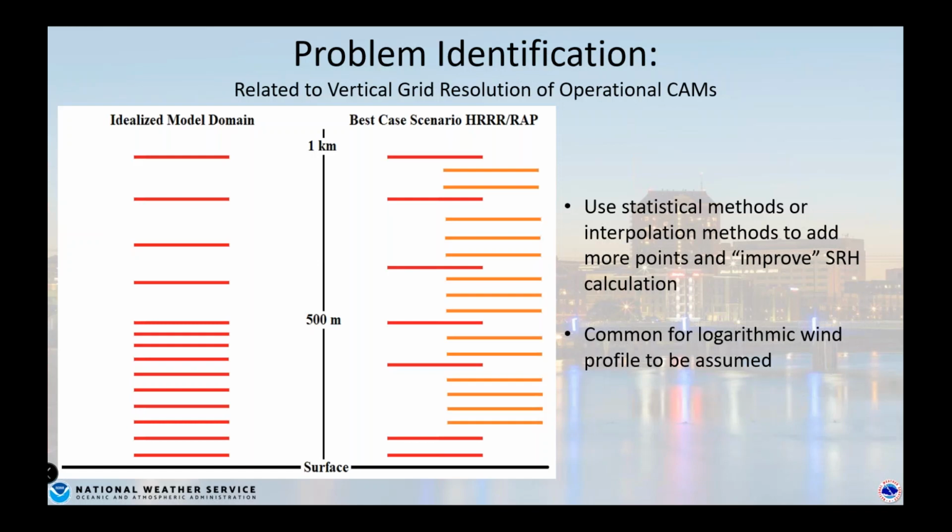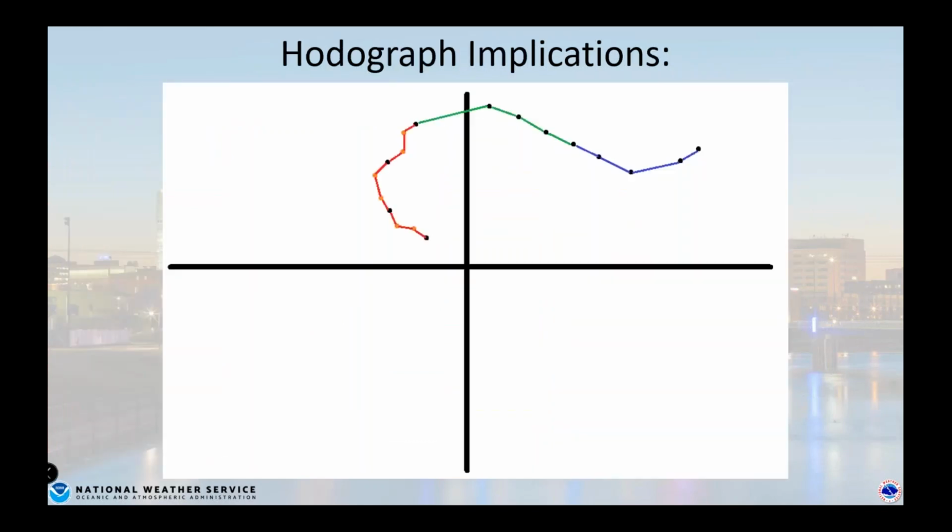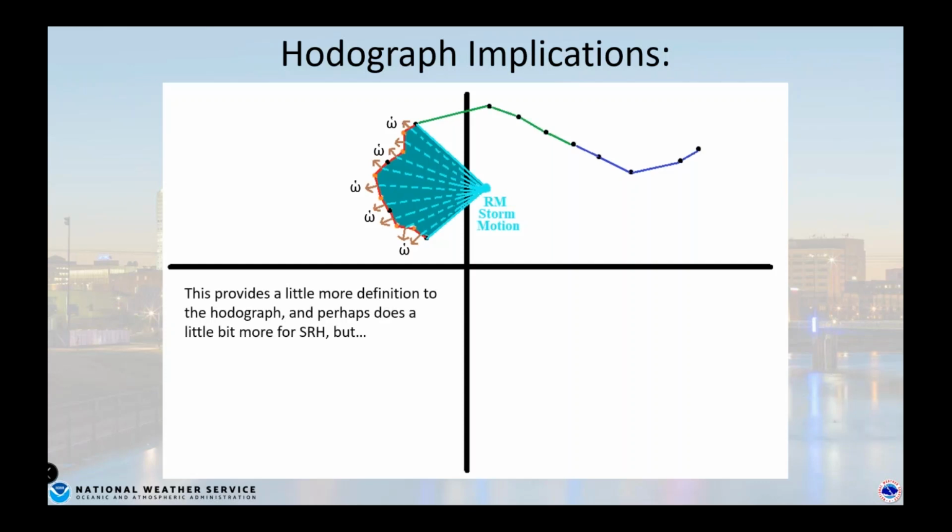And a lot of those usually involve some kind of statistical method or interpolation method to improve the storm relative helicity calculation. And one of the most common things to do within the convective boundary layer is to assume a log wind profile. And so that can be good in some cases, but the problem is that it's not necessarily based in physics here. And so if we take that previous example here and we add more of our grid points by some statistical interpolation method here, this is what the hodograph can do. And so overall, this does okay with providing more definition to the hodograph here, and maybe provides some kind of enhancement to our storm relative helicity.